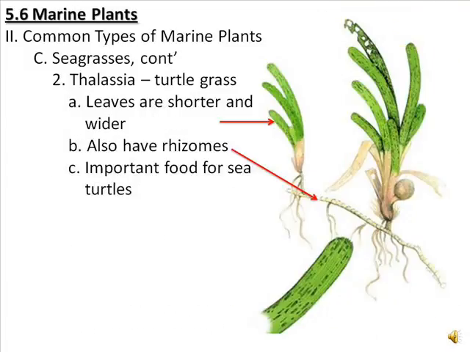The type of seagrass on this slide is Thalassia, or turtlegrass. Its leaves are shorter and wider than Zostera, but they still have rhizomes, that horizontal stem from which the leaves grow upward. These are an important food for sea turtles. So in addition to providing essential habitat, they also are an important food to animals such as sea turtles and also manatees.